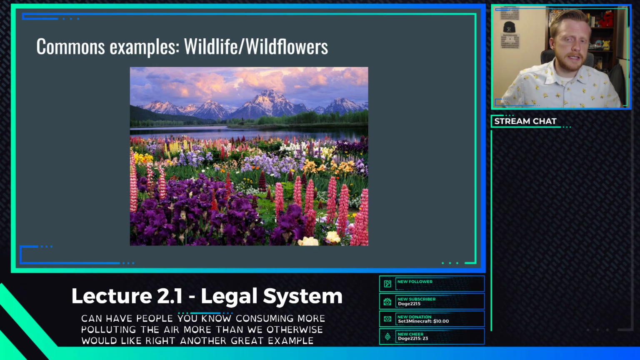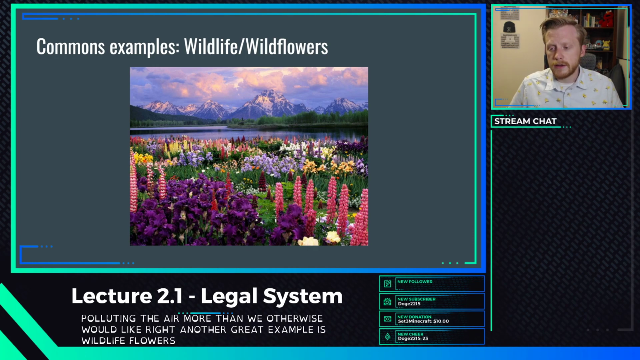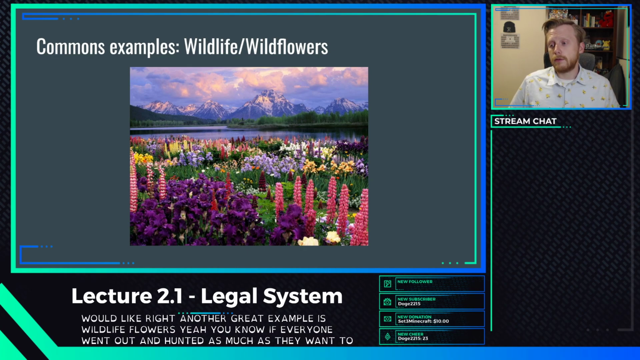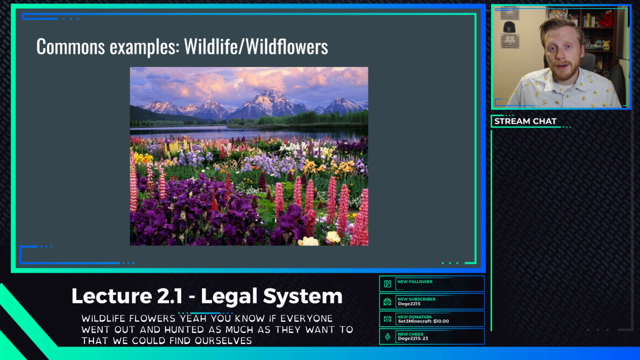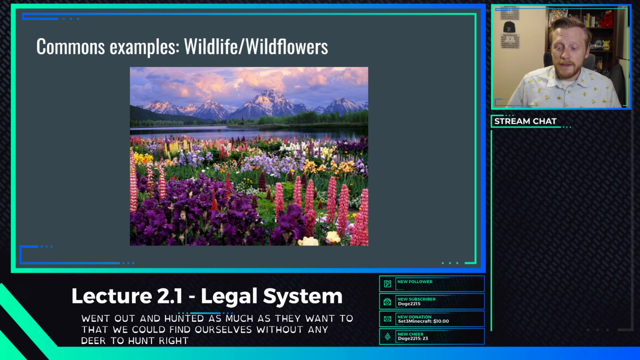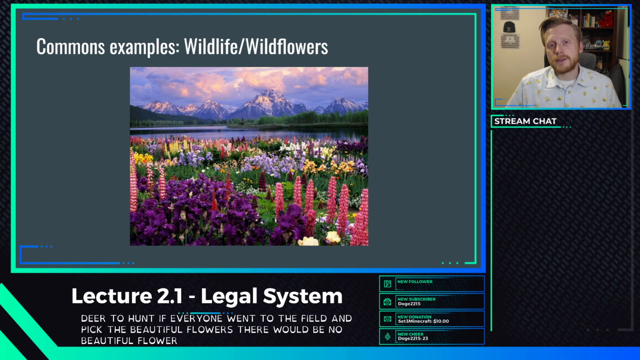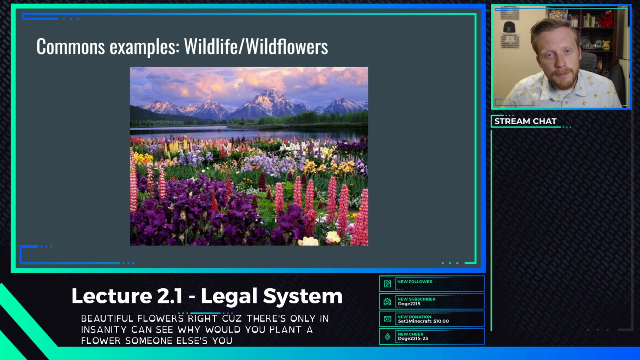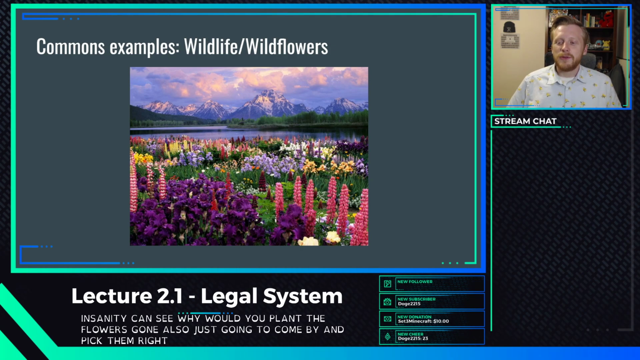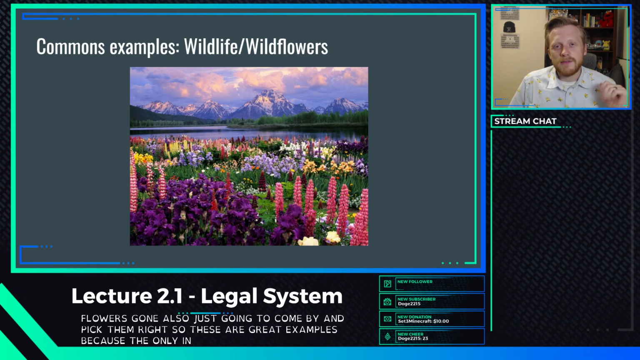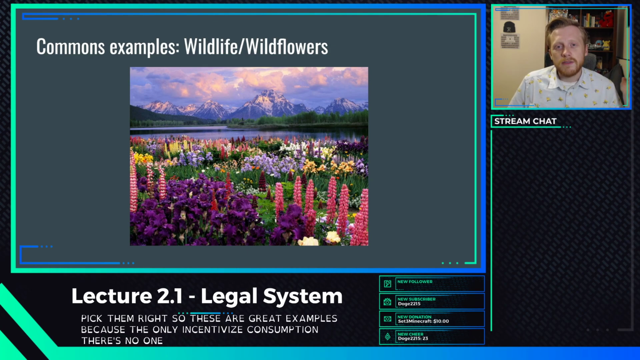Another great example is wildlife and flowers. If everyone went out and hunted as much as they want to, we could find ourselves without any deer to hunt, right? If everyone went into this field and picked the beautiful flowers, there would be no beautiful flowers, right? Because there's only an incentive to consume. Why would you plant the flowers? Someone else is just going to come by and pick them, right? So these are great examples of the tragedy of the commons because they only incentivize consumption. There's no incentive to conserve.